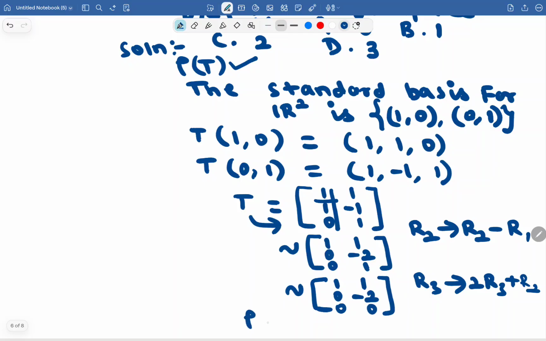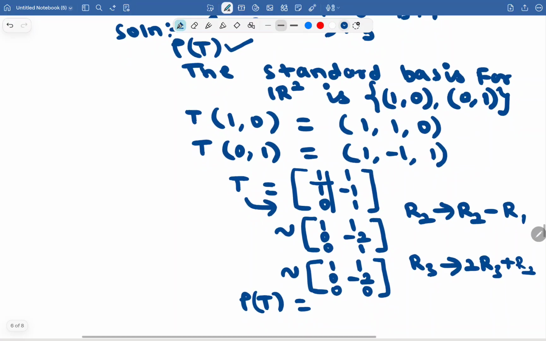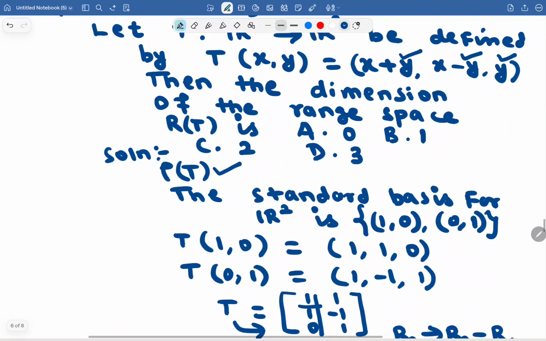For finding rank, count the number of non-zero rows in echelon form. Here the first row is non-zero, the second row is non-zero. The number of non-zero rows in echelon form is 2. Therefore the rank of T is 2. For this problem, option C is the correct one.